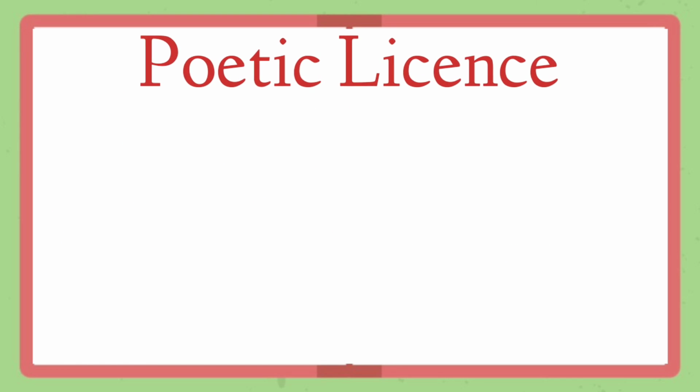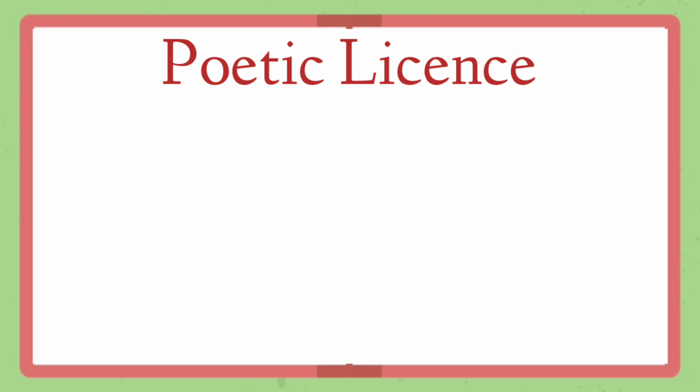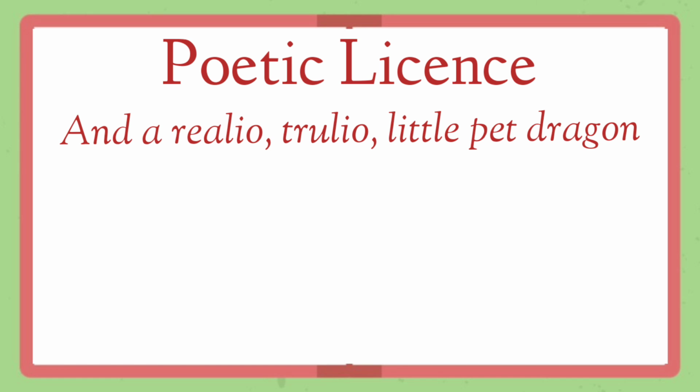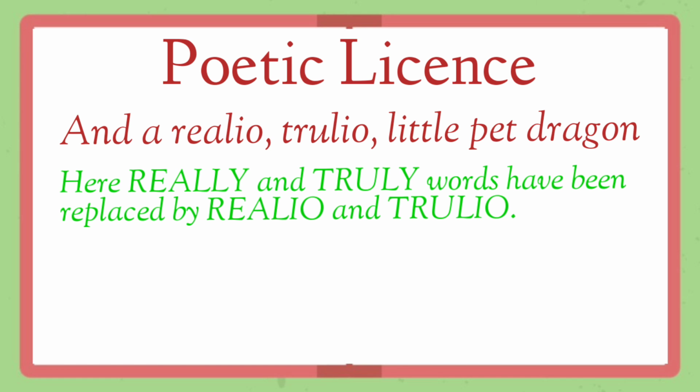The next literary device that the poet has used is poetic license. We have already done it in many of the poems, and it is a convention that allows a poet to take the liberty with language by changing the spellings or violating grammatical rules, right? So the example of poetic license is "an really truly little pet dragon." Here "really and truly" words have been replaced by the words "realio" and "trulio." So they are coined words by the poet.